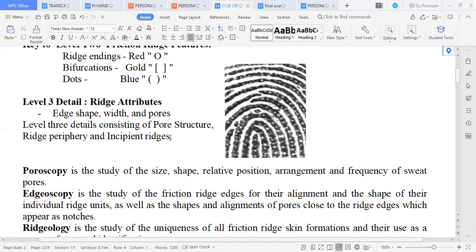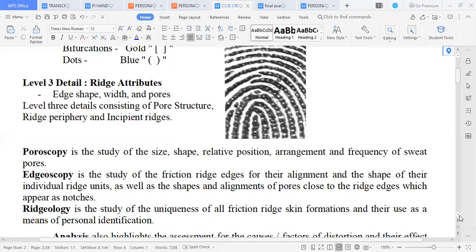So when we talk about the incipient ridges class, these are the very thin ridges or very thin lines, and these are not considered for ridge counting. Okay? So let us take a look also at the different terminologies in here, just like poroscopy, which is the study of the size, shape, relative position, arrangement, and frequency of sweat pores.